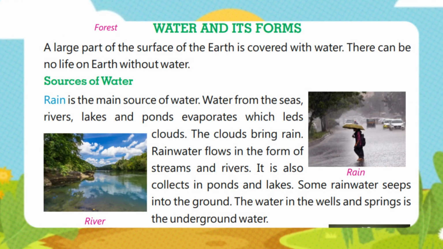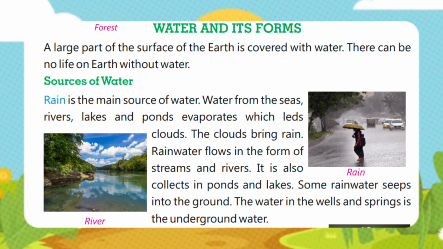Water and its forms. A large part of the surface of the earth is covered with water. There can be no life on earth without water. Sources of water. Rain is the main source of water.